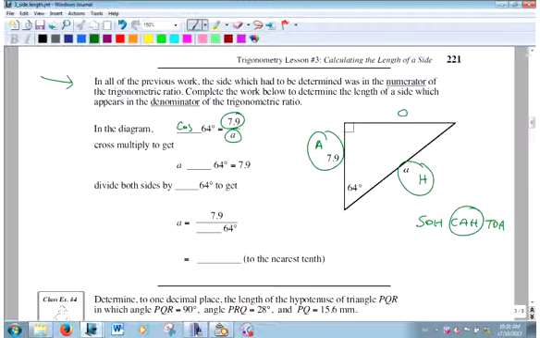But now I need to solve it for A. A is in the denominator, so I can't just multiply both sides by 7.9 and get it. I've got a couple of steps to do. Well, the book's kind of leading us through this. If we cross multiply, A times cos 64 is equal to 7.9 times 1, if you like. Diagonally, that's what cross multiplying is. Everybody's okay with that?